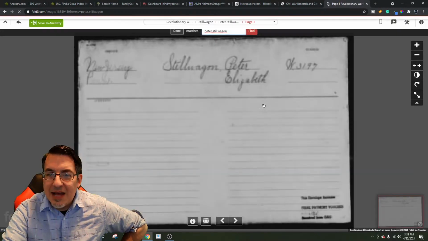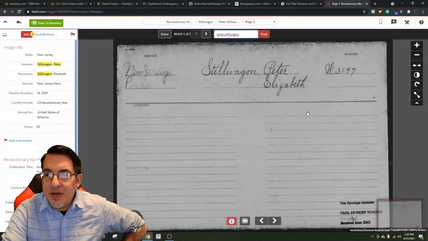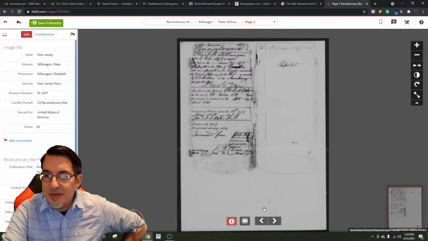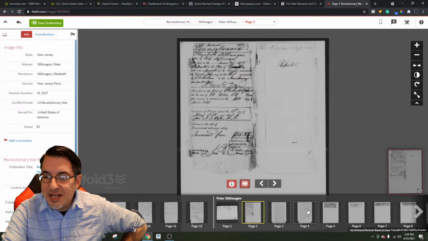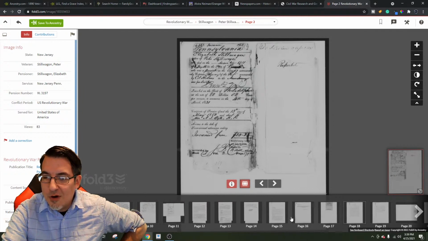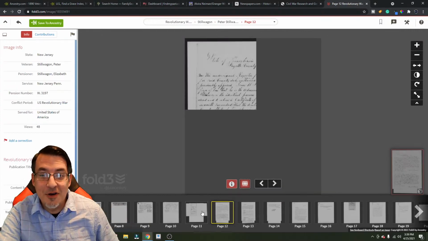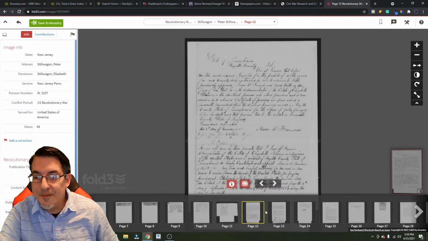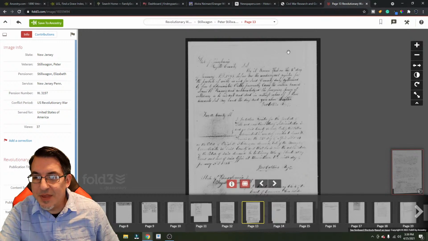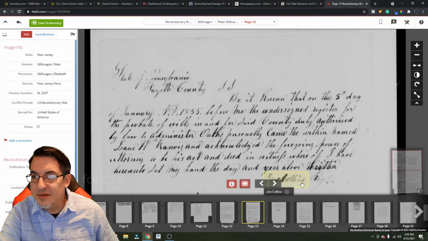I'm going to look at Peter Stillwagon and his wife Elizabeth. And I just found his complete Revolutionary War pension file. Look across the bottom at all of these pages of documents from the National Archives that are available for me to research. And these are all original documents. These are images of original documents.